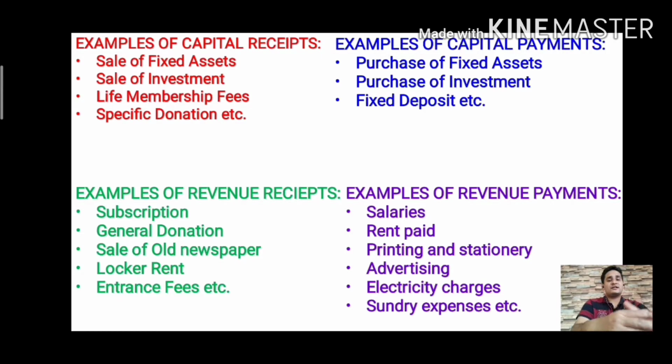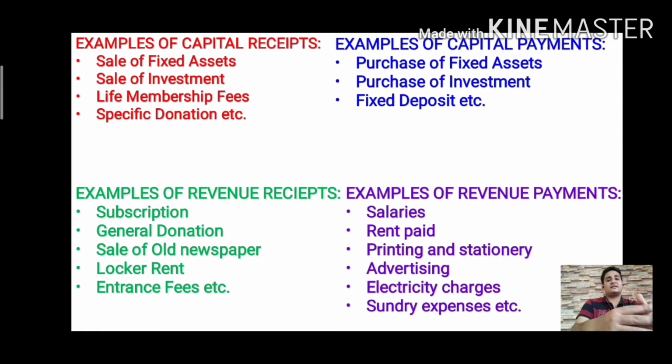If you enter a club, then you have to pay the membership fees for a lifetime. Only one time you have to pay the fees if you are a member of any club or charitable institution. So this is a capital receipt. Next, specific donation.